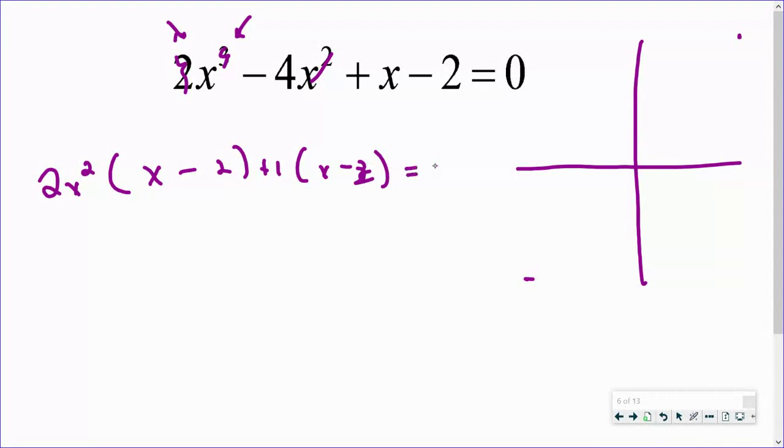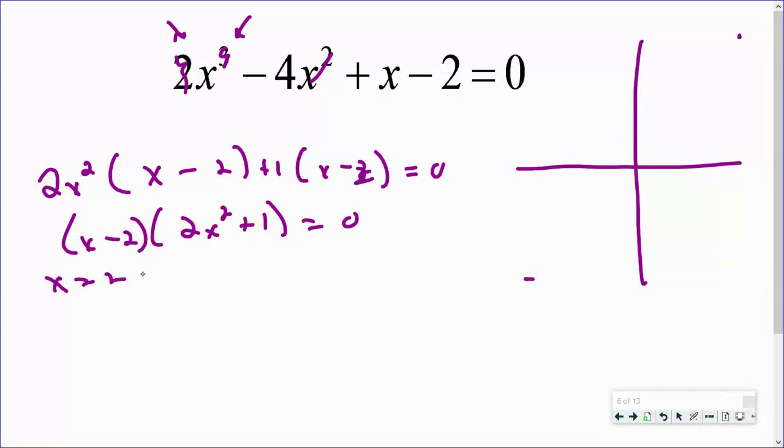Sorry, my 2 got a little shaky there. Now, pairs and spares. X minus 2 is my pair. 2x squared plus 1 is my spares. There we go. X equals 2. This one's a little bit more complicated.